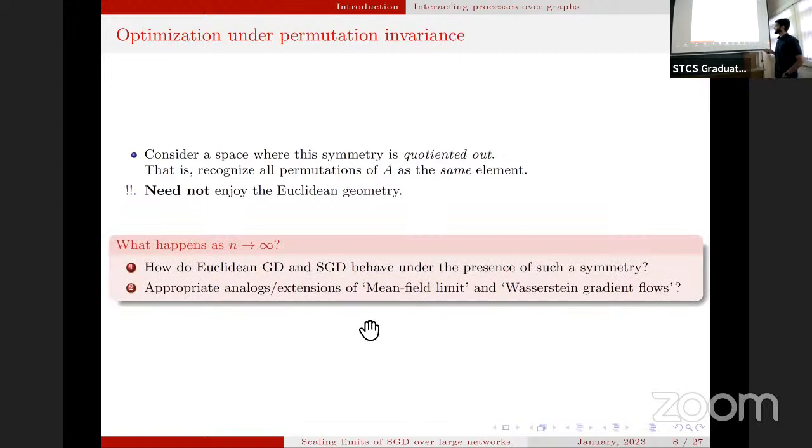Again, the same question. So what happens as n goes to infinity? How do Euclidean gradient descent and stochastic gradient descent behave under the presence of such a symmetry? And can we extend the theory of mean field limits and Wasserstein gradient flow in accommodating this newer symmetry that we have seen here?